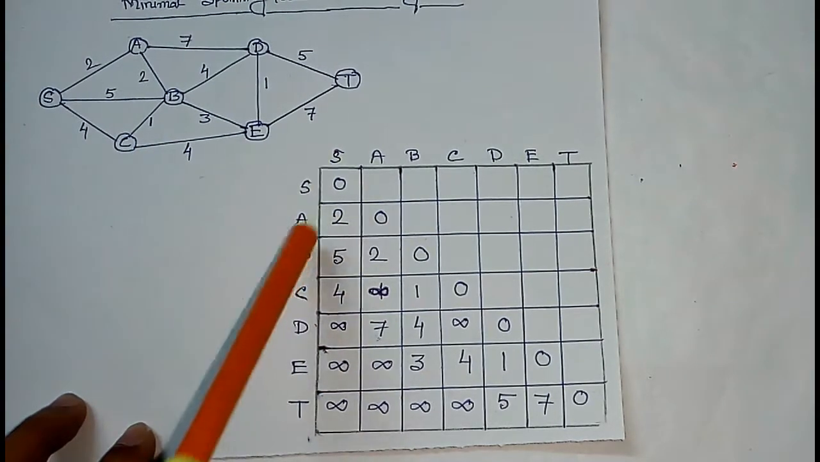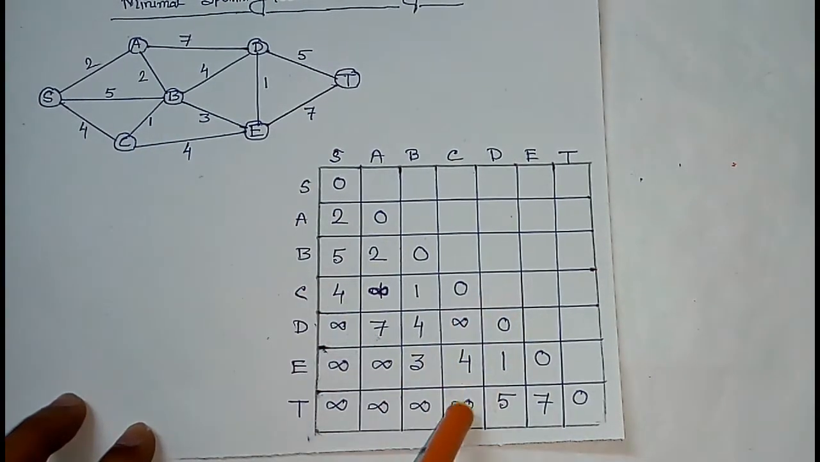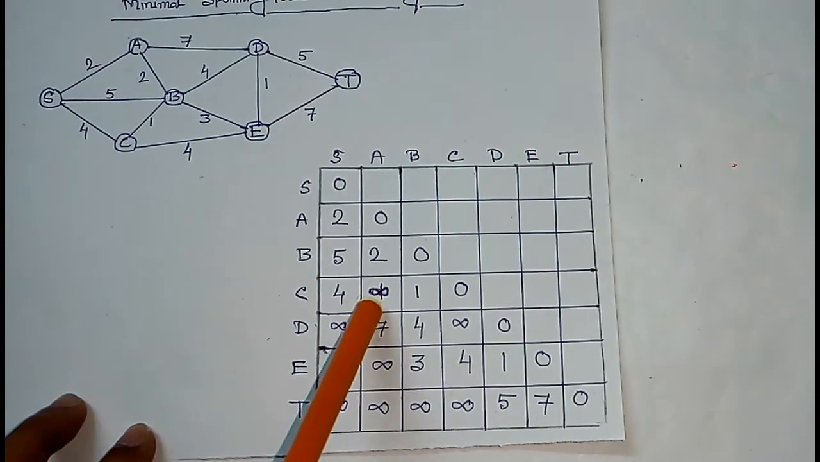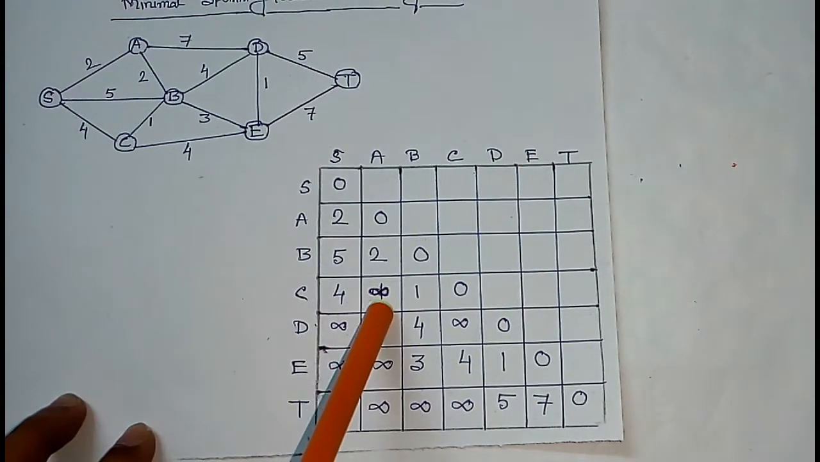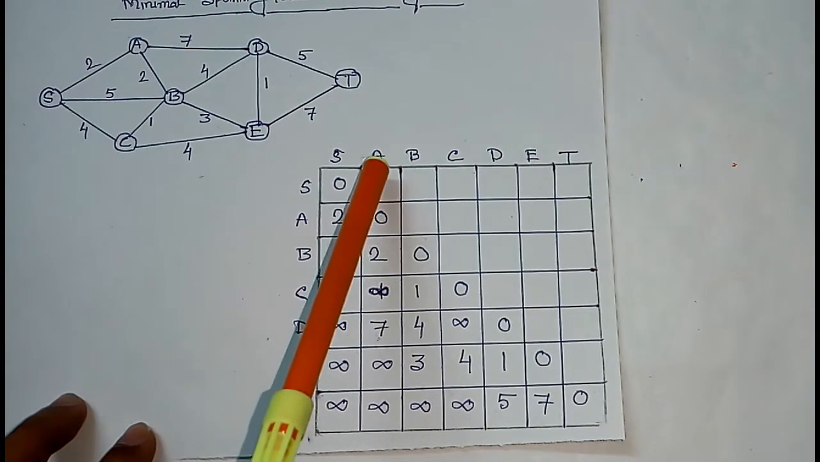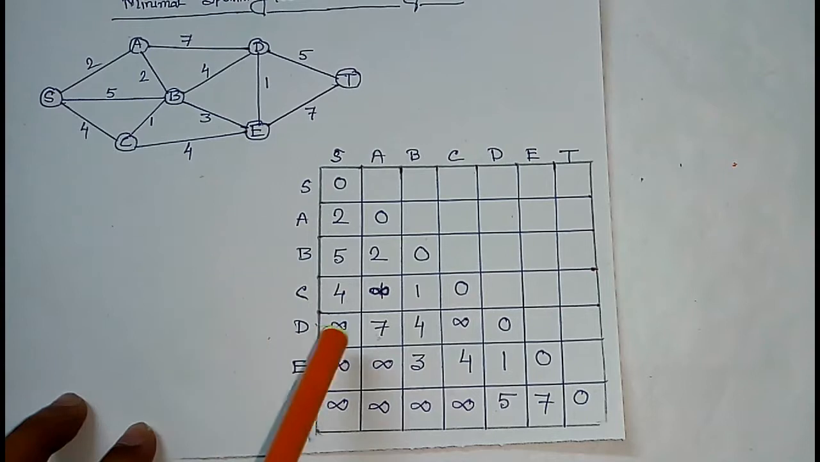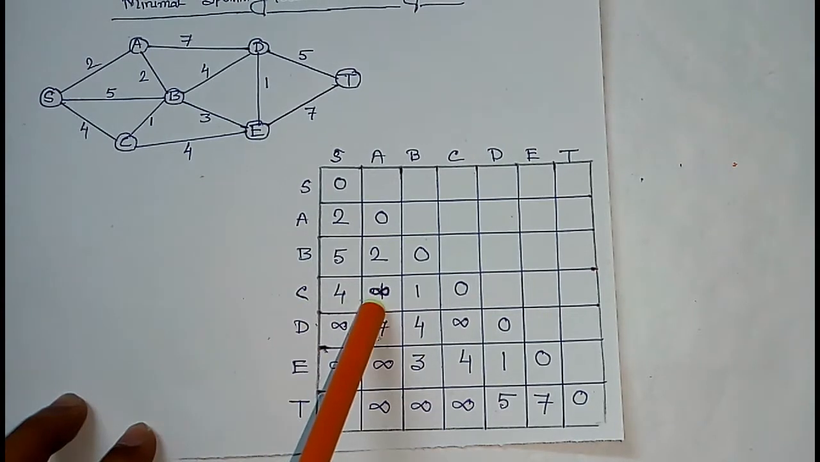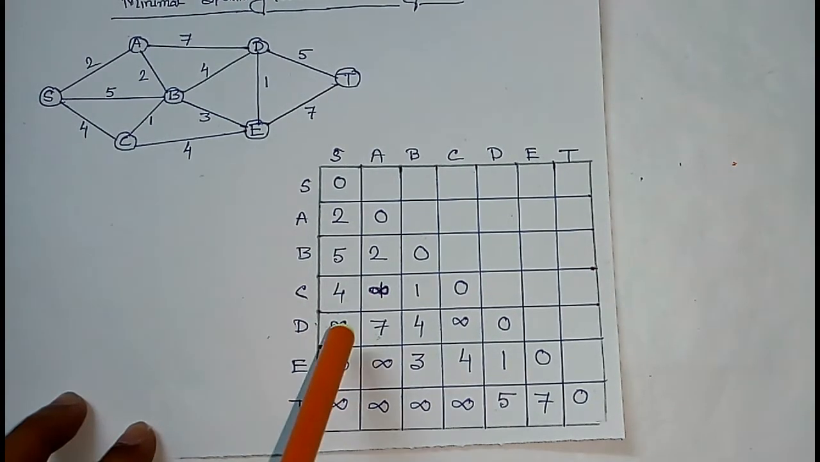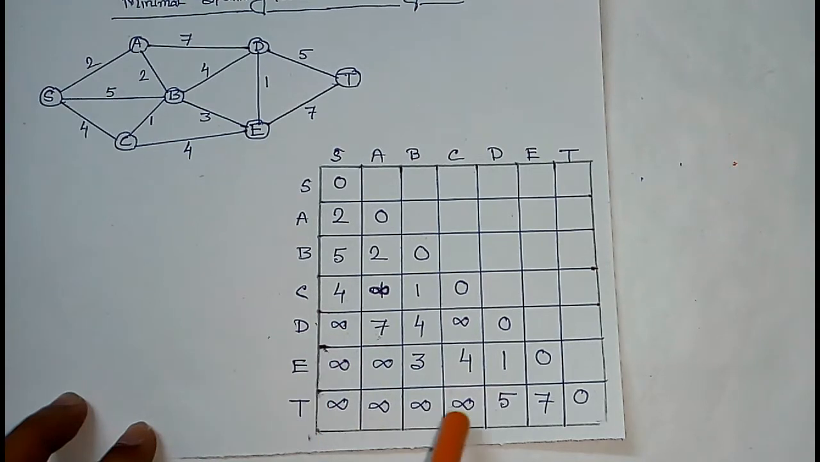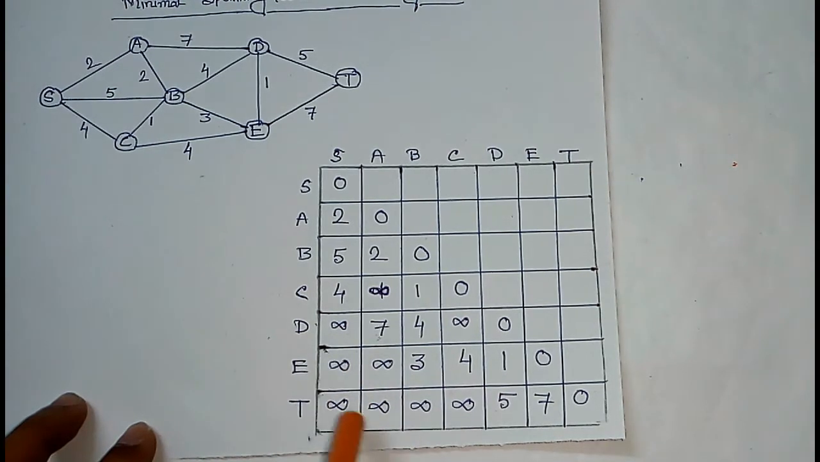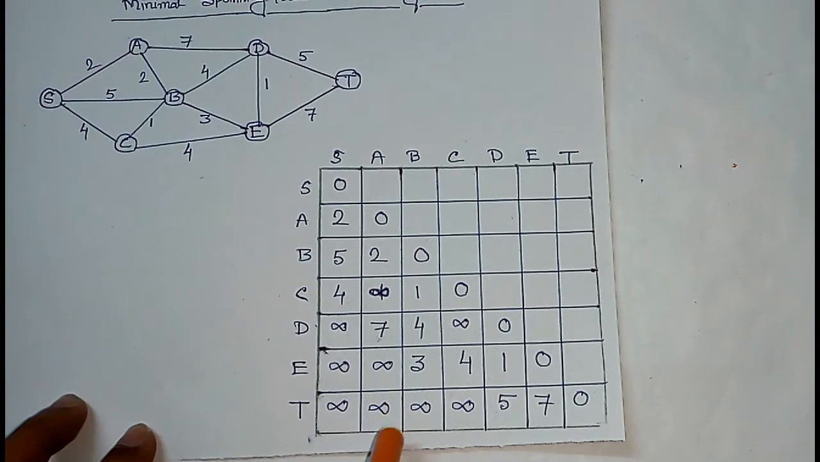Again, the distance between S and C is 4, and similarly for all the vertices. We have put infinity in case there is no edge between the vertices. As we see, there is no edge between A and C. Since there is no edge between A and C, we have put infinity there. Similarly, all these values are infinity. That means there are no edges between those vertices.